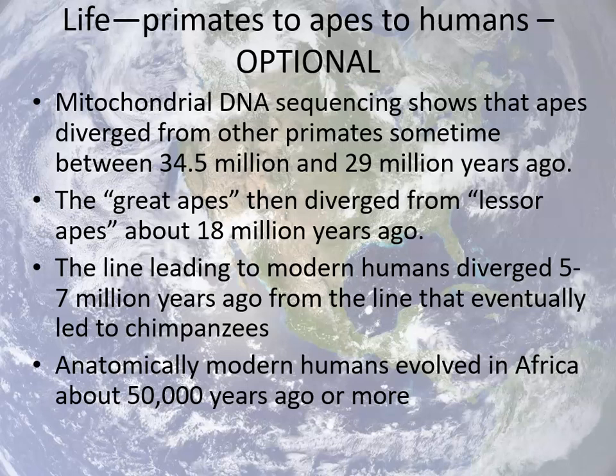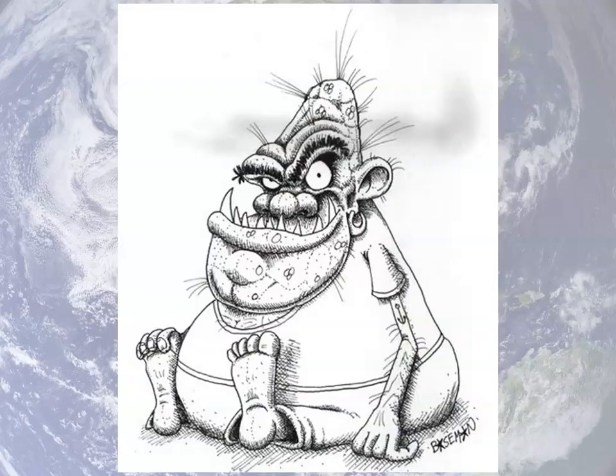In other words, one line would eventually lead to modern humans, and the other lines would eventually lead to chimpanzees. But anatomically modern humans, say like a million years or so ago, there were a number of humanoid species around, but the line that would lead specifically to Homo sapiens sapiens, which is us, with the others all going extinct, evolved in Africa about 50,000 years ago or so. And then that would eventually lead to us, trolls.